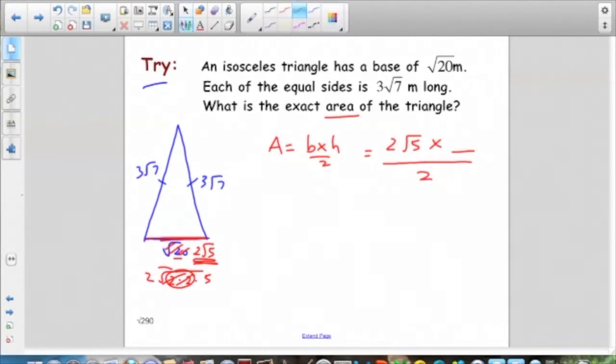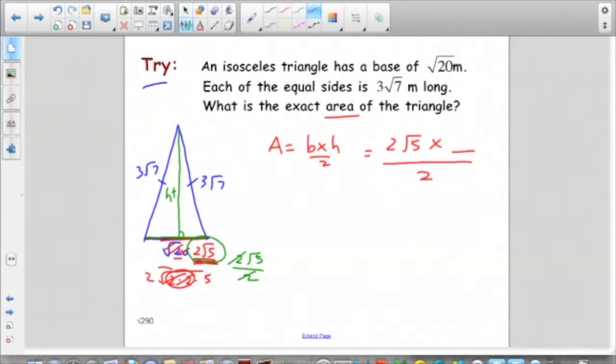And we know how to do the height. We draw a line down the middle. All right. We make it into a right angle because we're going to apply Pythagoras. So this is the height. So now we know that this whole length right here is 2 root 5. I want half of it. So I take the 2 root 5 and I divide it by 2. That cancels. So now I know that this part right here, this half, is just root 5.